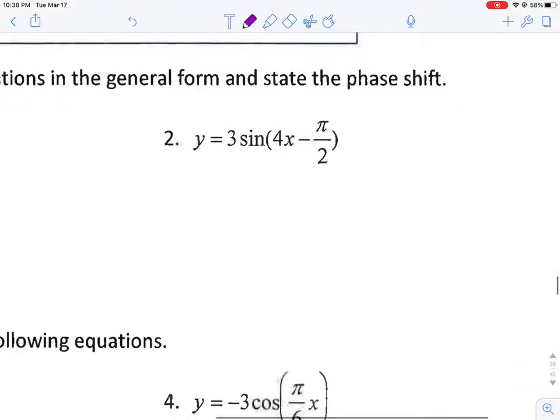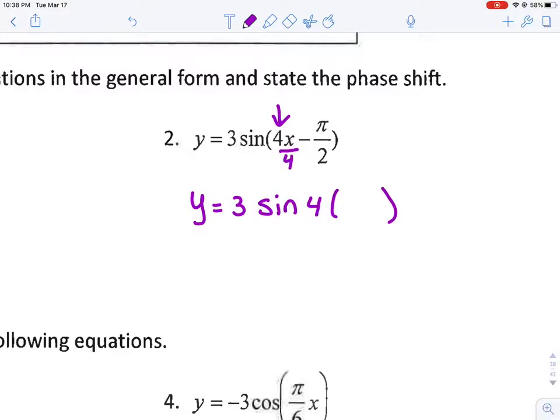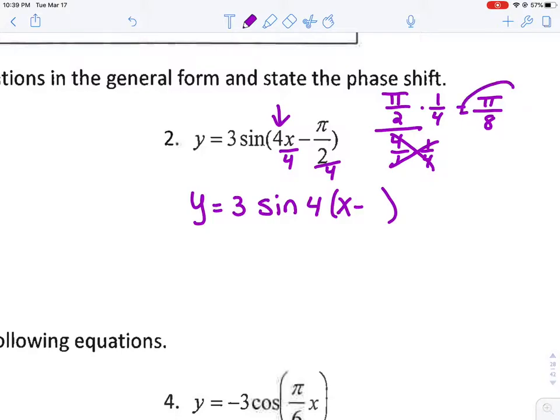All right, let's take a look at the second one. Again, I have this 4 on the inside. In order to identify that shift left or right, I need to factor that out. So I have y equals 3 sine of 4. I need to divide both of these by 4. So I have x minus. Now, on the side, if I do pi divided by 2 and divide that by 4, I need to get rid of this 4. So dividing by 4, I can get rid of that by multiplying by 1/4. I'm going to multiply the top by 1/4 also. And I can multiply across the top now, and I get pi. I can multiply across the bottom, and I get 8. So pi over 2 divided by 4 gives me pi over 8.